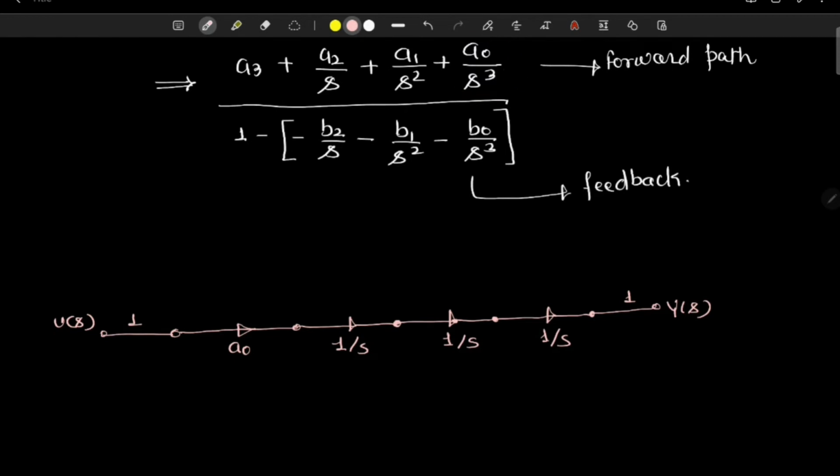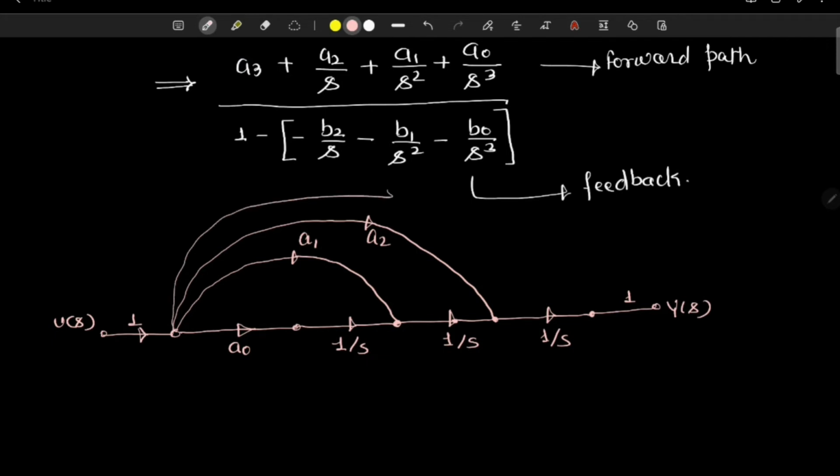Now what is the second forward path? That is a1 into 1 by s square, right? See this forward path like this. What about the third forward path? That is a2 into 1 by s. Okay, so this is the third forward path. Now the fourth forward path is a3. There is no 1 by s, so this will be a3. So we have successfully drawn all the 4 forward paths, right?